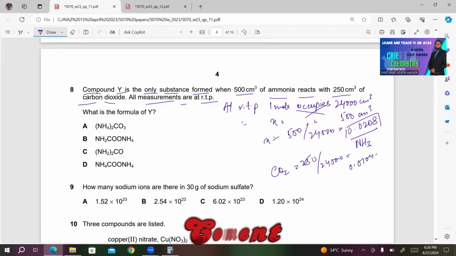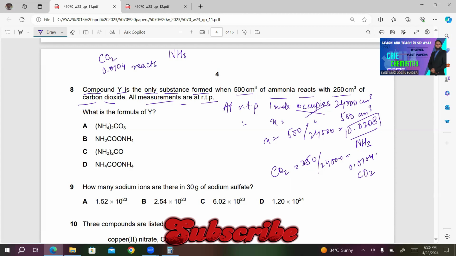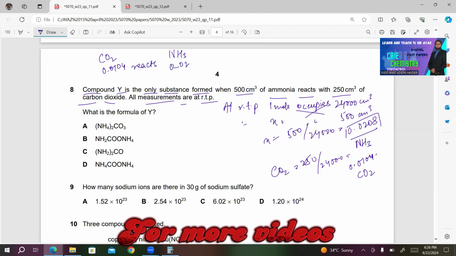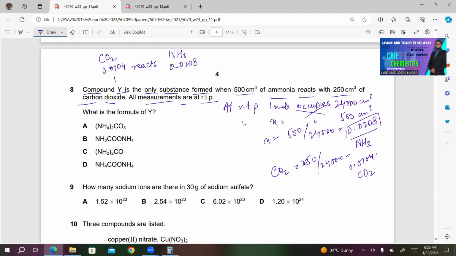0.0104. These are the moles for carbon dioxide. So I will write here's CO2 and here's NH3. If 0.0104 reacts with 0.0208, then 1 mole reacts with X of ammonia. This will help us in predicting the number of molecules involved in this.